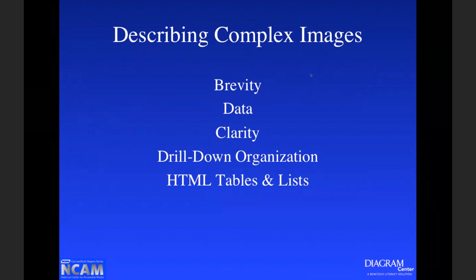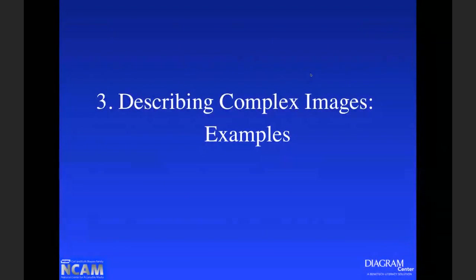I'll talk about how to implement drill down organization, meaning a general summary, and then leading to more and more specific information, so that someone has an idea of what this image is before they're presented with all of the details without even having a grasp on what this thing is that I'm reading about. So it's important to set the stage, if you will. And then, of course, the use of HTML tables and lists, which you can do using longdesc and other means. Okay, so now I'm going to walk through some examples about how we approach complex image description.